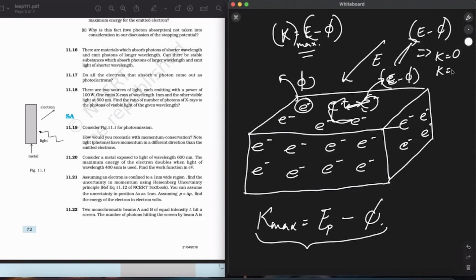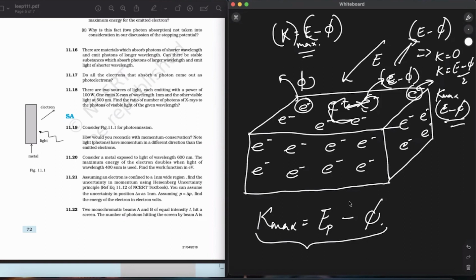It may be left with a kinetic energy equal to (E minus 5) by 2. And sometimes it may happen that, whatever was the maximum kinetic energy, it did not hit any other electron. It simply got out, let's say from this point. So it can have the K max of E minus 5. This is an important concept, and this will answer the question, question number 17: do all the electrons that absorb a photon come out as photoelectrons? No, this does not happen.